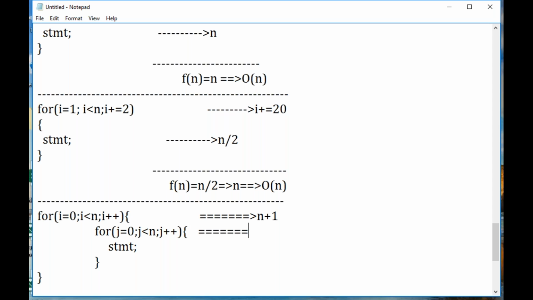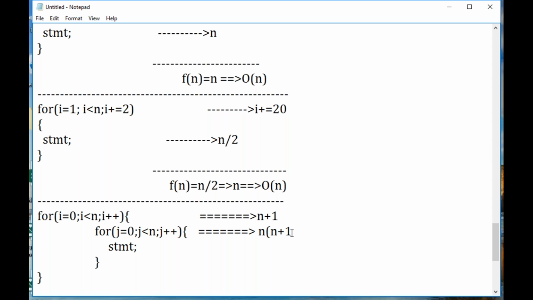And followed by your inner loop. How many times is this inner loop going to execute? This inner loop is also going to execute n plus 1 times. But what happened? This loop along with this loop is going to execute, right? So that is n into n plus 1 times. Will you agree with this one, guys?